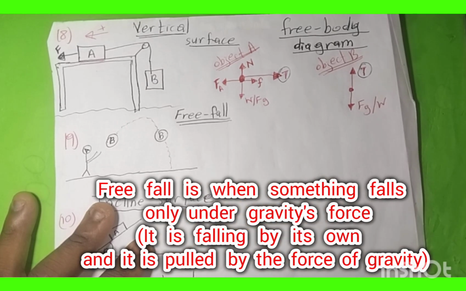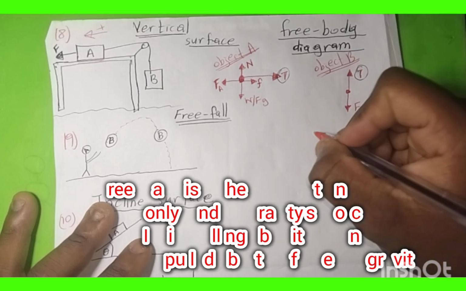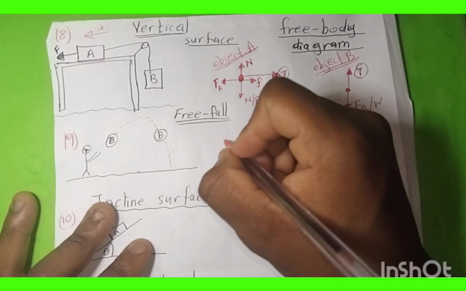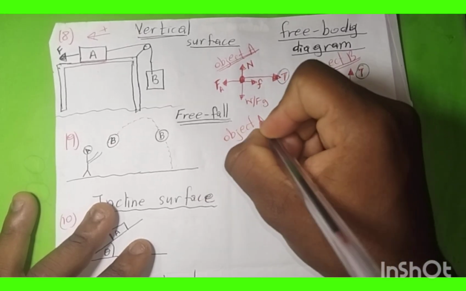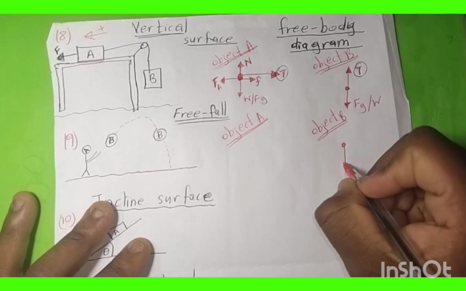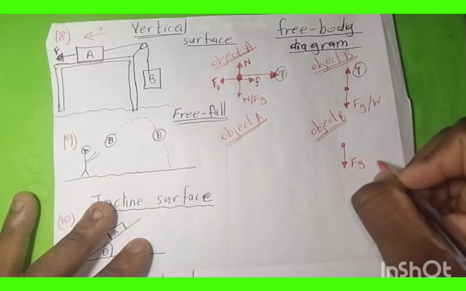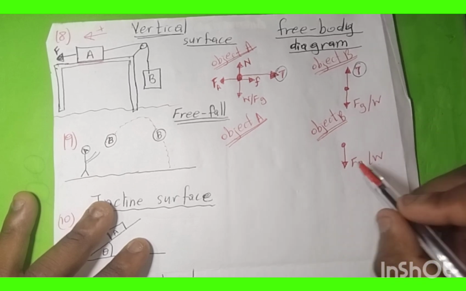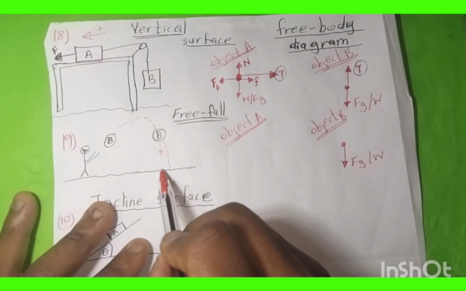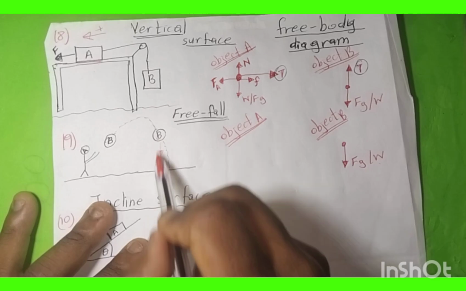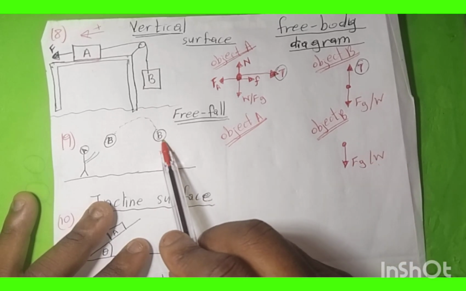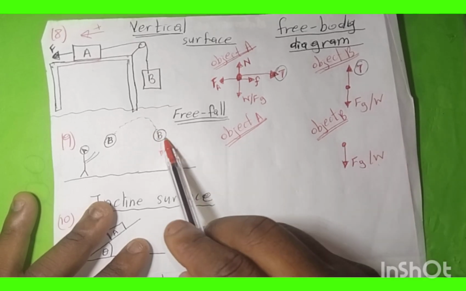Do you see? So for you to draw for object B, by the way, object B is the ball, and here we got object A. For object B, what you should understand is that there will only be gravitational force, which is our weight. That gravitational force is pulling the ball to go down, to come down to the ground. That's what we call gravitational force. There is no normal force, and there is no tension force.